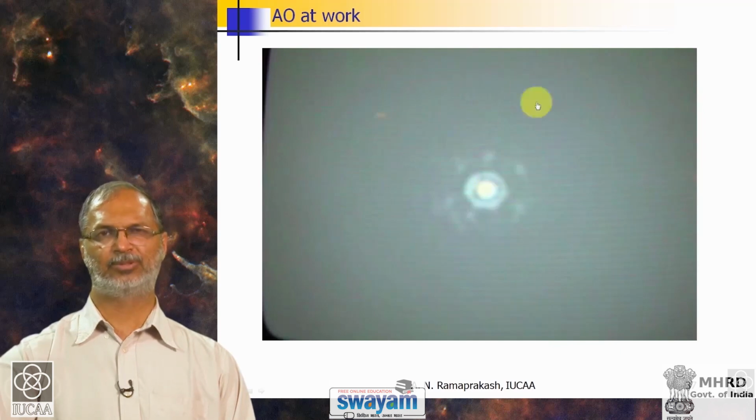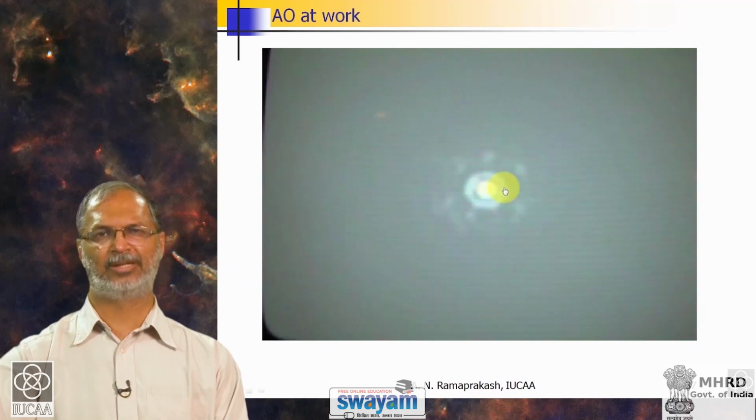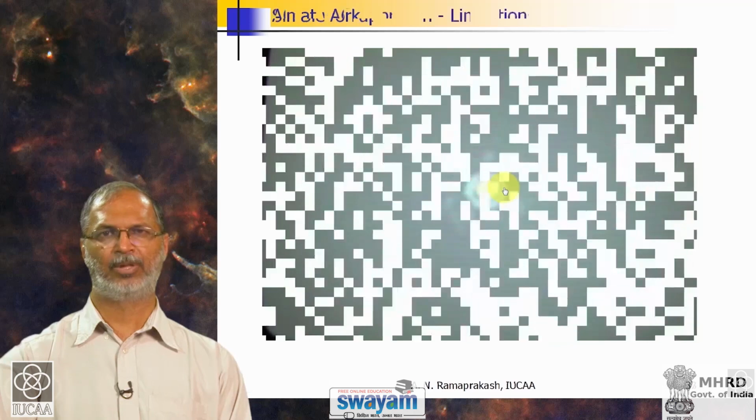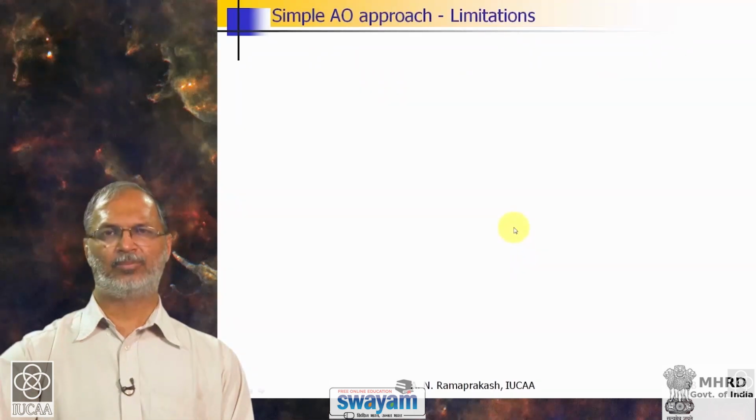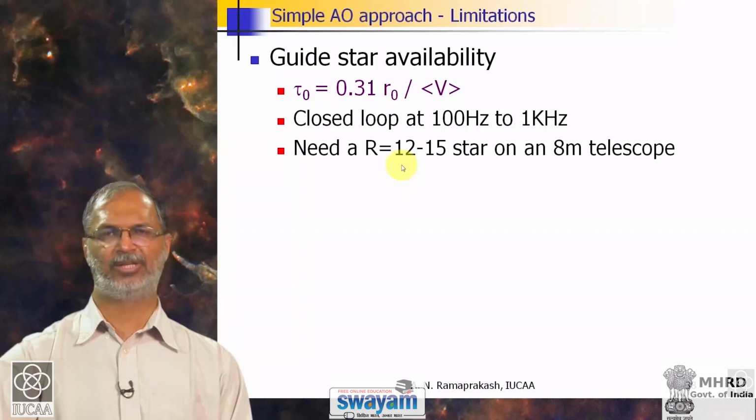So, earlier the light was spread over a large area as it passed through the atmosphere, and the adaptive optic system compensates for that effect and puts all that light back together into a tight Airy disk pattern as shown here. So, that is a simple approach for an adaptive optic system. In practice there are various issues one has to deal with.